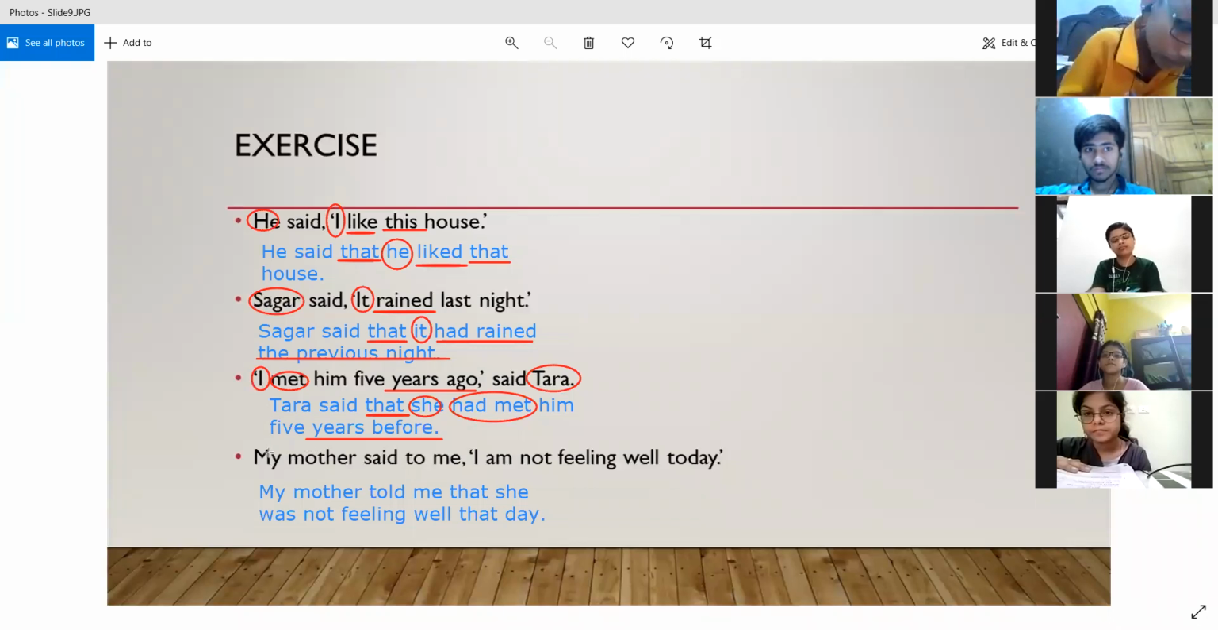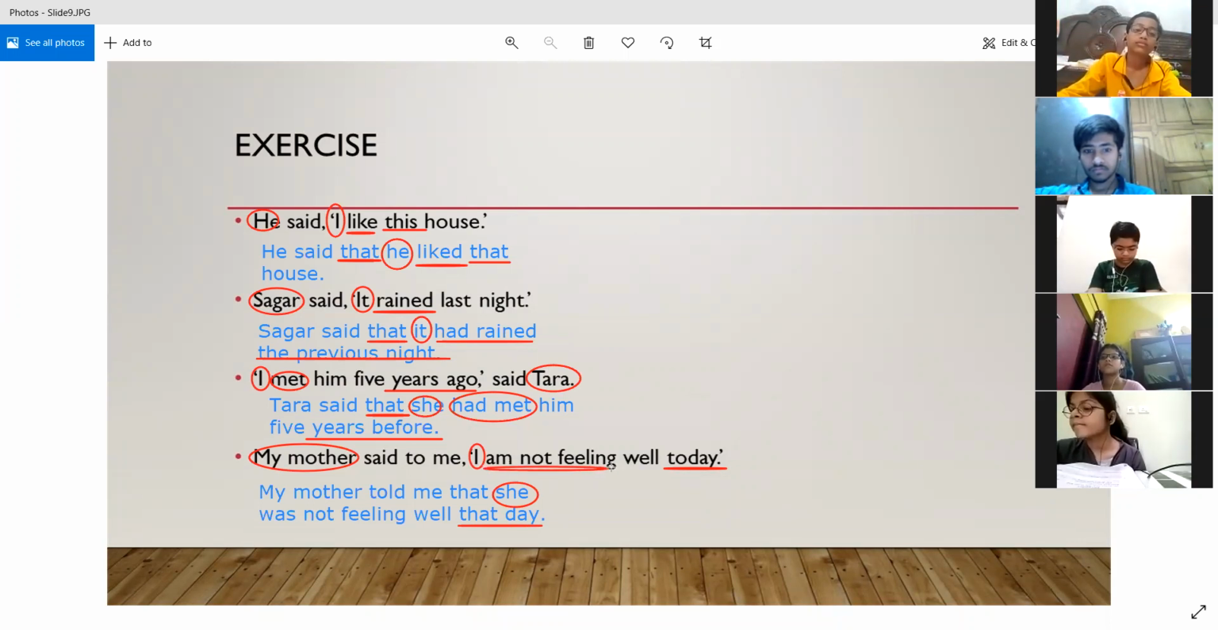First of all, you can see that my mother is there. So my mother naturally is going to become she, right? A female is there. I has changed into she, right? Then we can also see that today is present. So it is not going to be like that only. So today has changed into that day, right? And we are also seeing that am feeling is present, which is present continuous, and present continuous should change into past continuous. So am feeling has changed into was feeling. So my mother said to me, I am not feeling well today, has changed into told me that she was not feeling well that day.